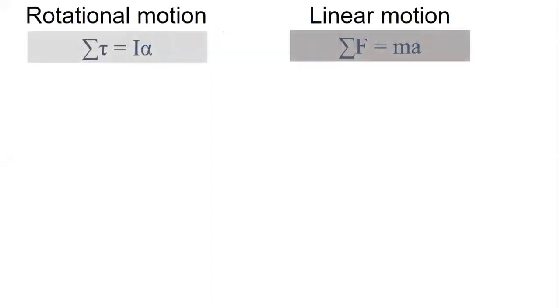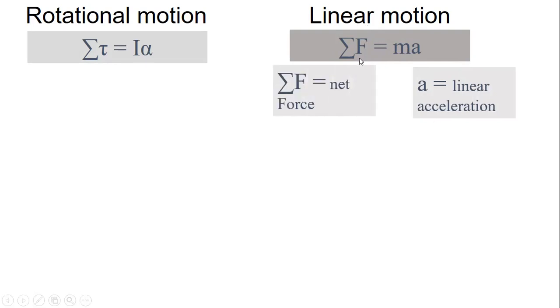Well, first, let's look at the rotational motion equation and the linear motion equation. I believe all of you are familiar with Newton's second law, where we can analyze the linear motion, right? The summation of forces is equal to mass times the acceleration. Here, a is the linear acceleration and the summation of F is the net force acting on the system, equal to mass times the linear acceleration of the system.